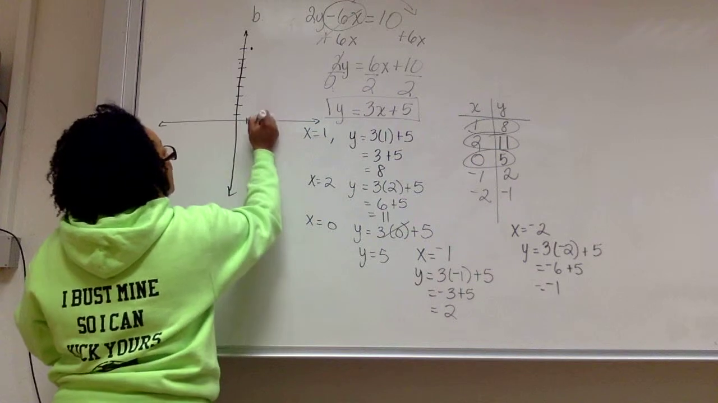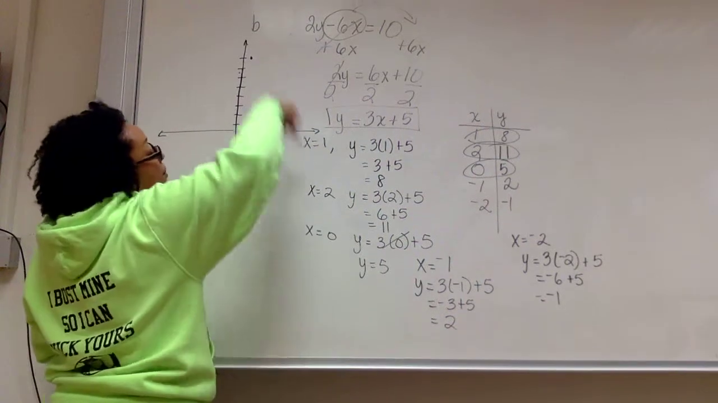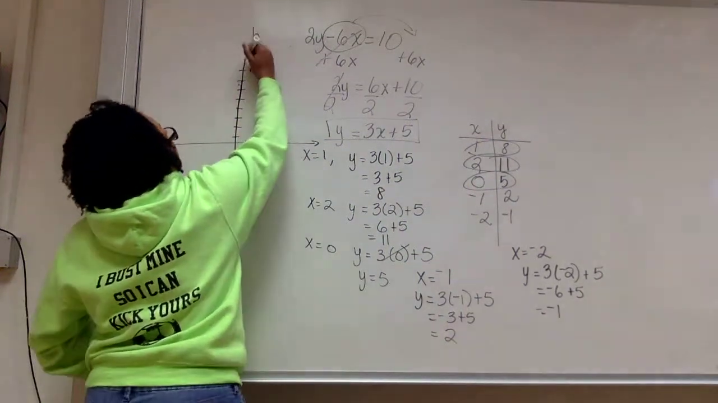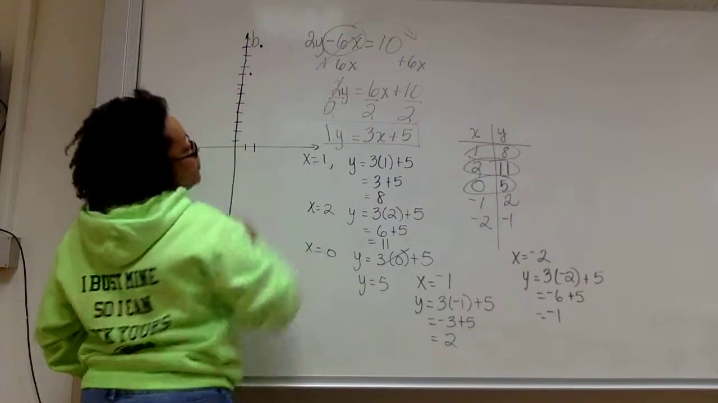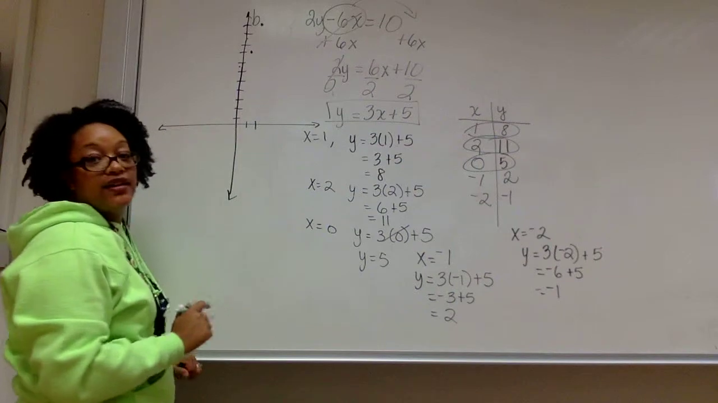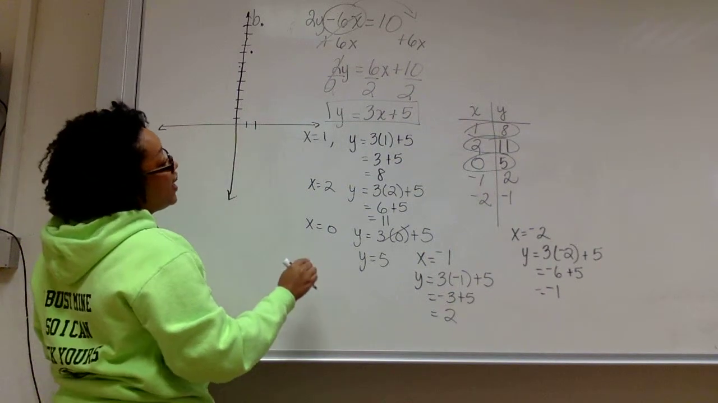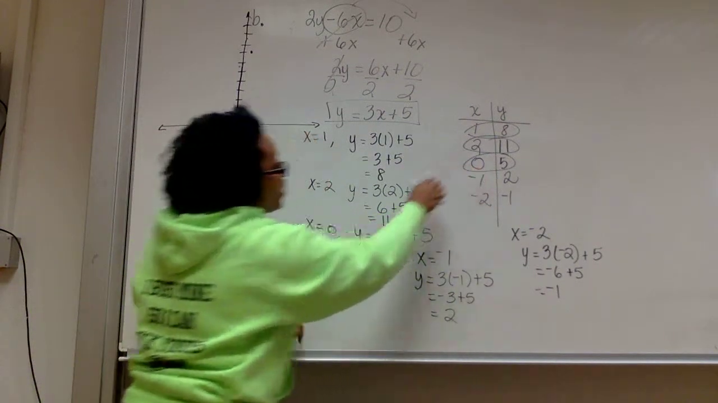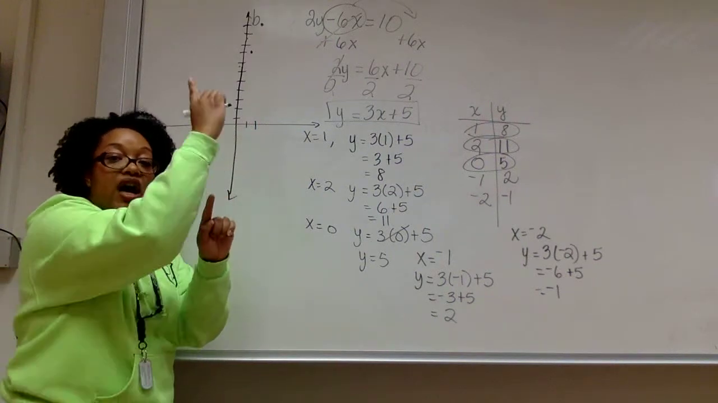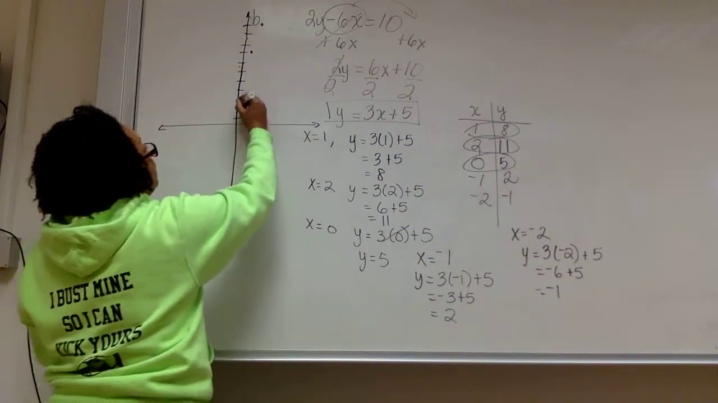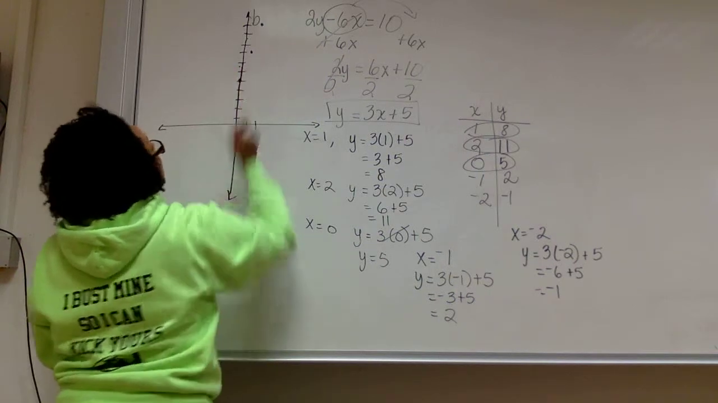Second point, I go to the right 2, up 11. So 8, wow, I need to go up a little higher. 9, 10, 11. There's my second point, right? 0, 5, well x is 0, so that means I'm not moving to the left and right at all. I'm just moving up 5. So 1, 2, 3, 4, 5, there's my third point.